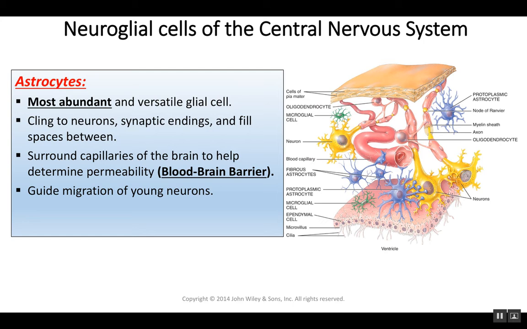They're also very important in development of the nervous system. They're thought to guide neurons into their proper location as the brain is forming. And then they also participate in some information processing in the brain. This is a topic that we're not going to get into much, but they support the information processing that occurs in your CNS. So those are the astrocytes.